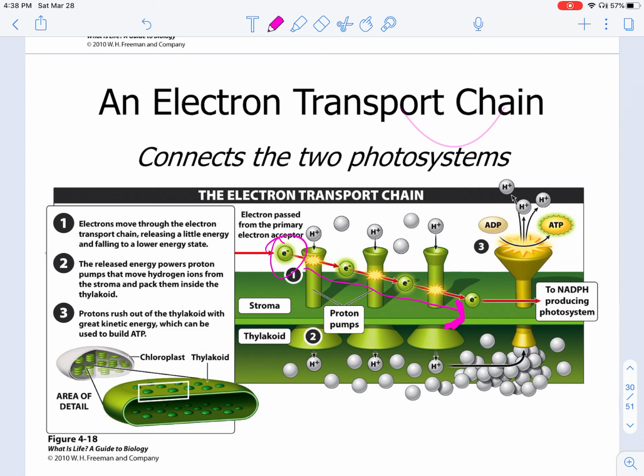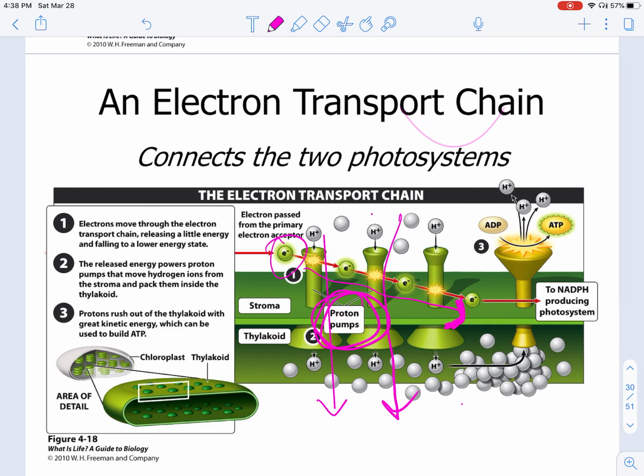And we're going to see this again in cellular respiration. So these chains are a series of what are called proton pumps. They take the energy of that electron and pump protons against a concentration gradient from an area of low proton concentration to an area of high concentration, right?